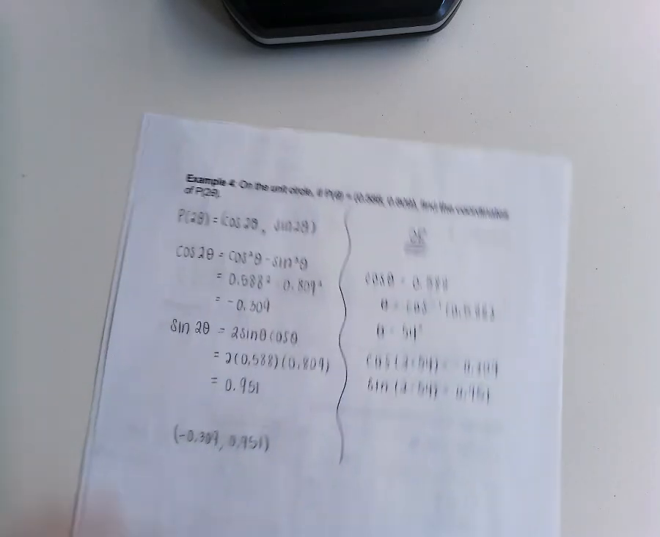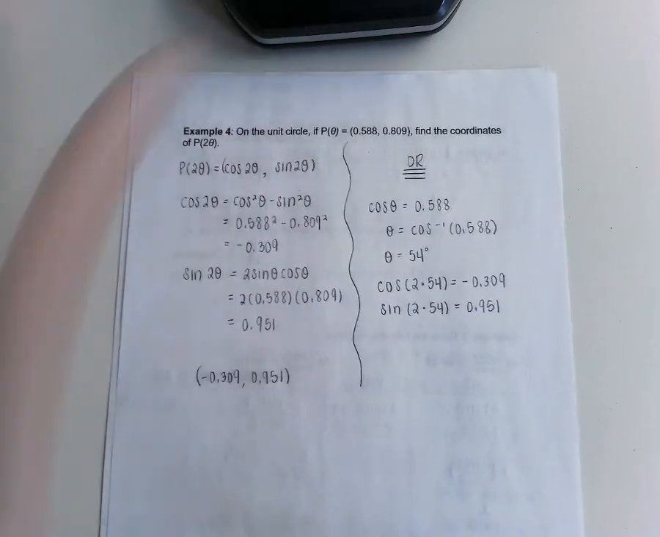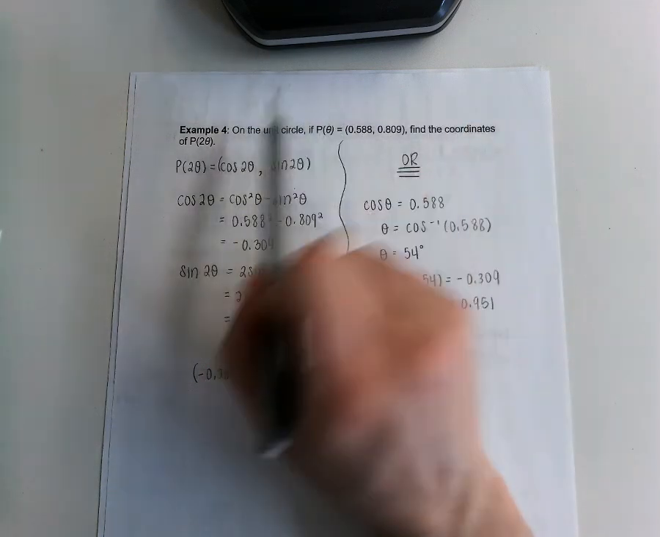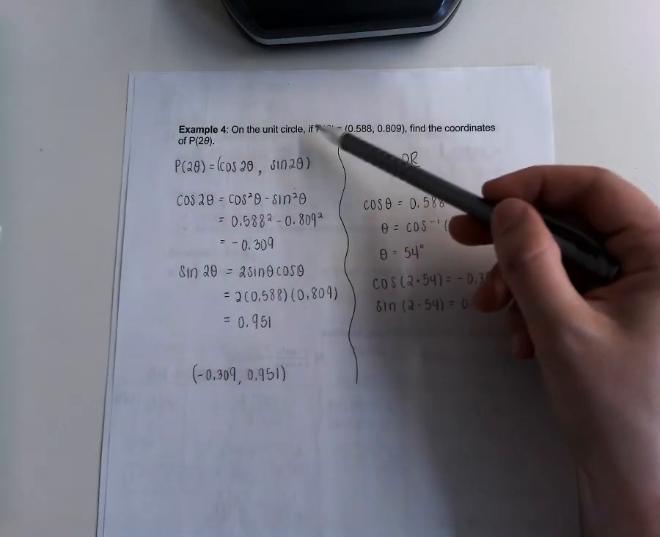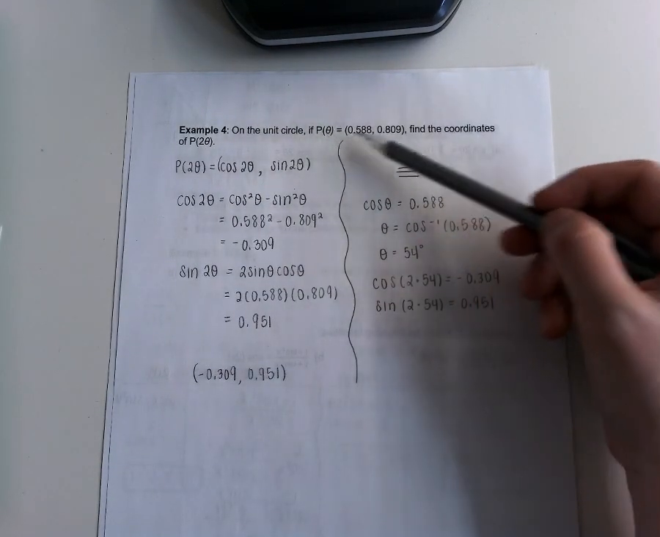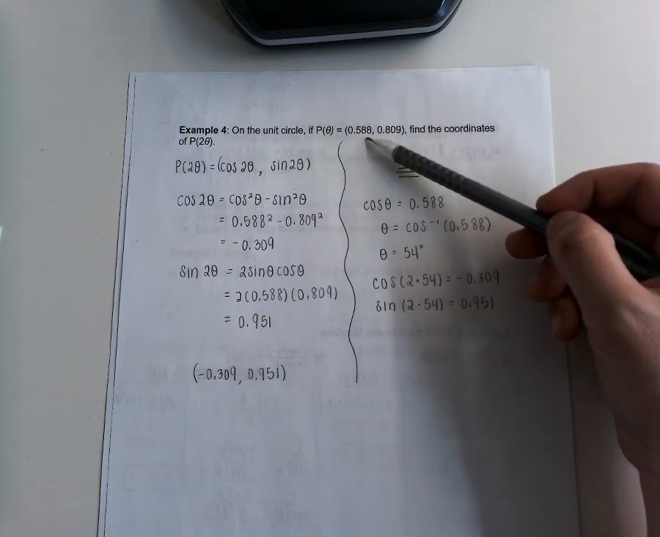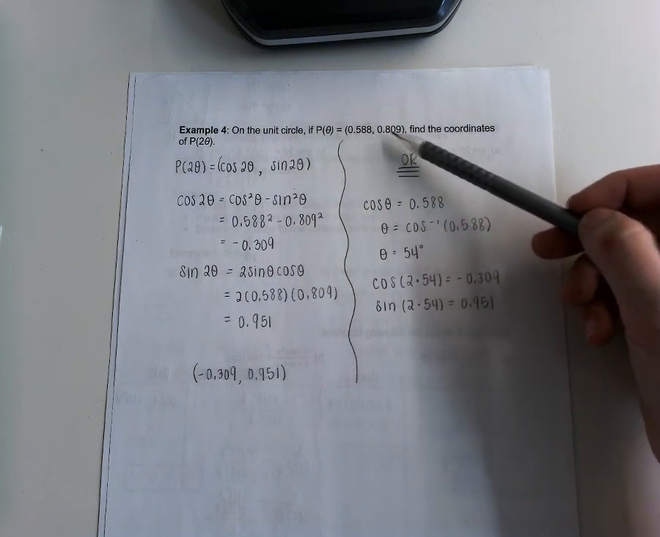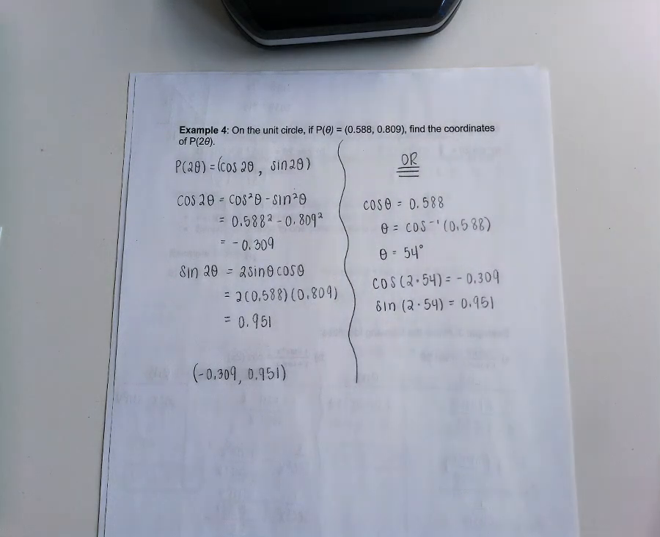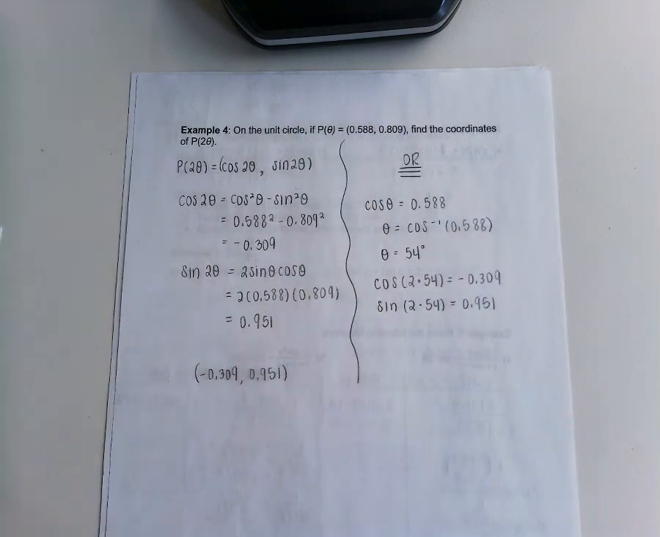And finally, example 4 is a little bit different. It says on the unit circle, if P of theta is equal to (0.588, 0.809), find the coordinates of P of 2 theta. So I've shown 2 different methods here.